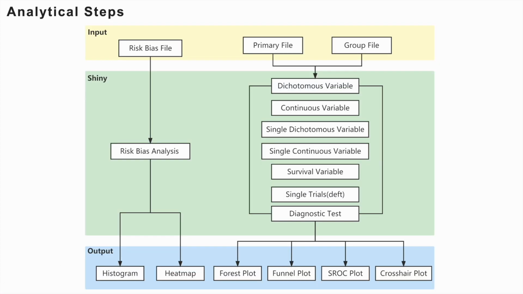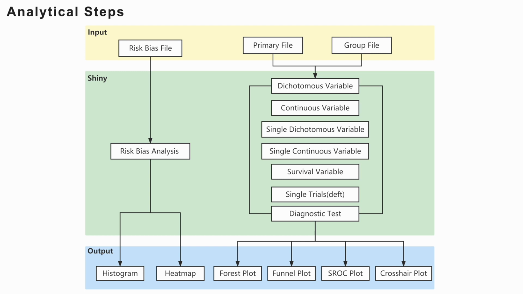For risk bias analysis, the users upload the risk bias file and then Onlinemeta analyzes it using R language. For the visualization of the results, in addition to the common bar chart, we also offer a risk bias heat map. For the meta-analysis, we offer 7 types of meta-analysis, including analysis for dichotomous variables, continuous variables, single dichotomous variables, single continuous variables, survival variables, single trials, and diagnostic tests.